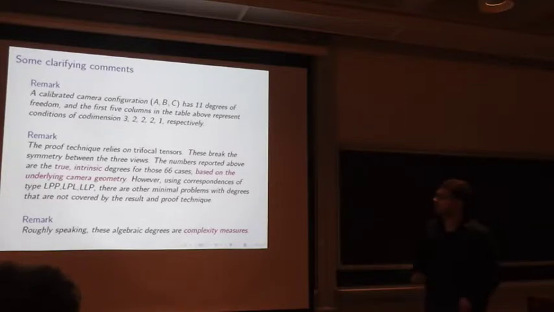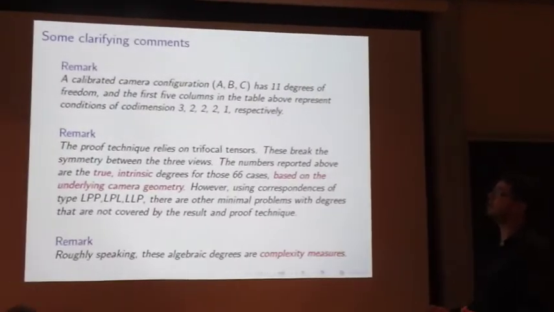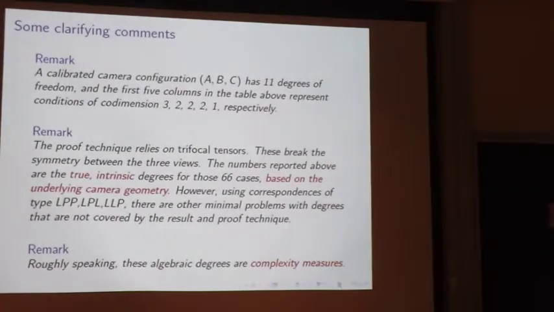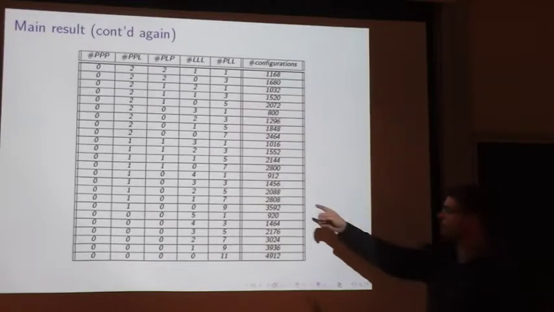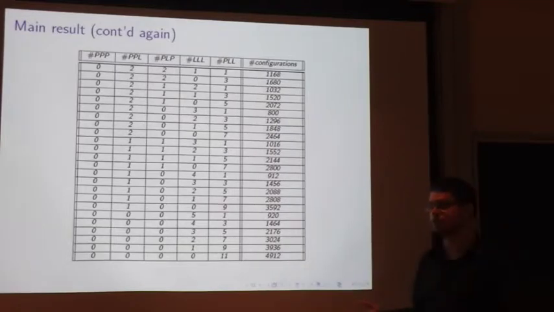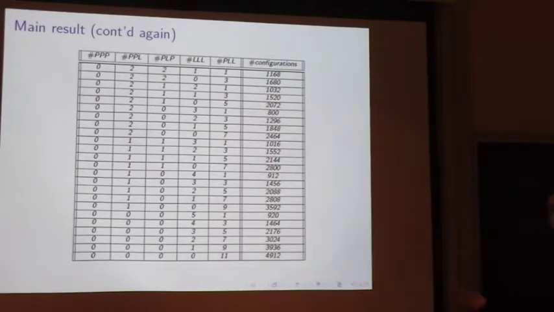So just to clarify, how many degrees of freedom are there in a calibrated configuration of 3 cameras? So each camera is a rotation and translation with 6 degrees of freedom. And then we're going modulo rotations, translations, and central dilations, which is a 7-dimensional group. So there are 11 degrees of freedom here. And the first 5 columns in the table represent linear conditions of codimension 3, 2, 2, 2, and 1, it turns out. So if I take the first 5 entries in any of these rows and dot with the vector 3, 2, 2, 2, 1, I get 11. And that's precisely what these rows are. Such weight vectors.